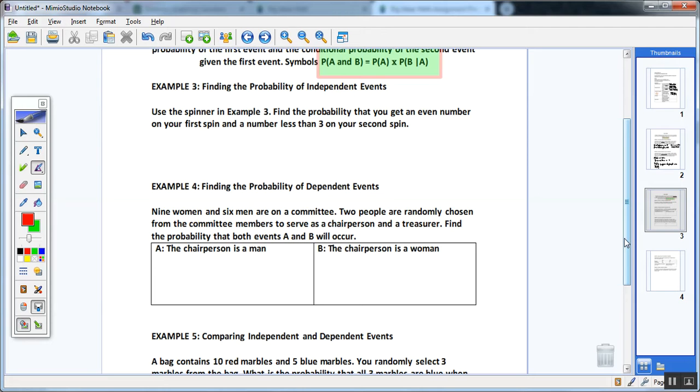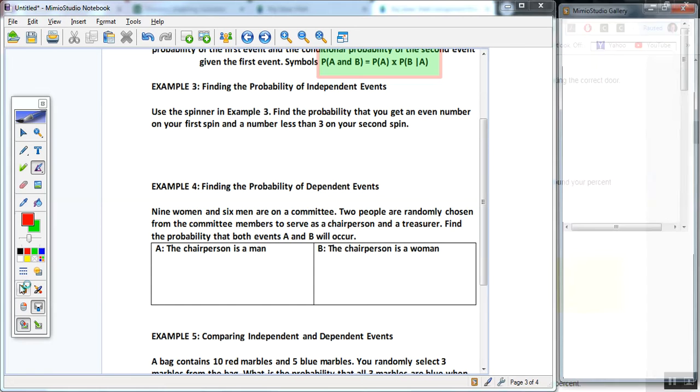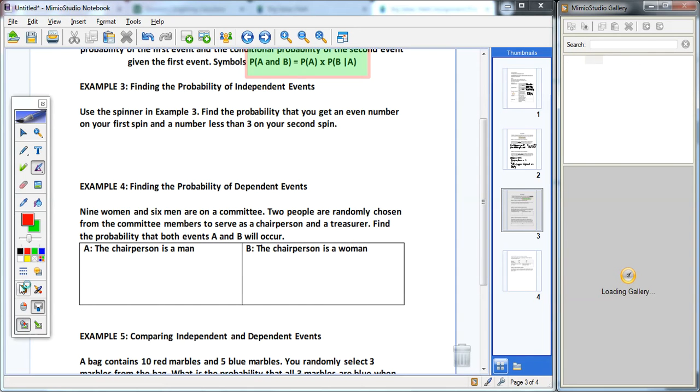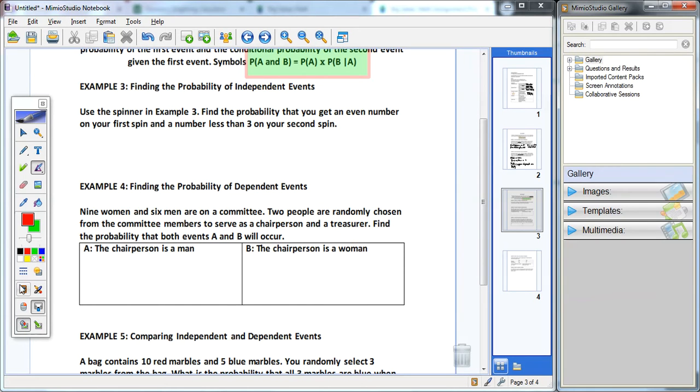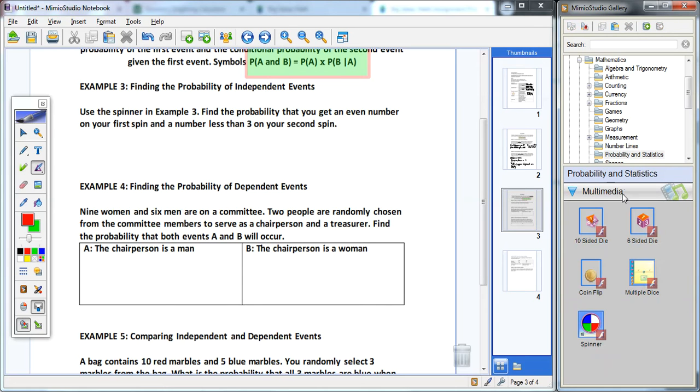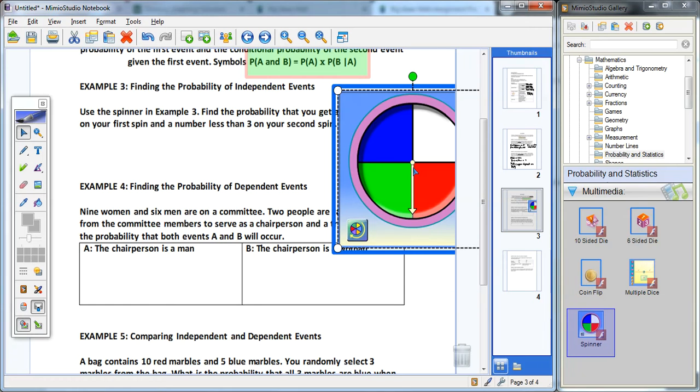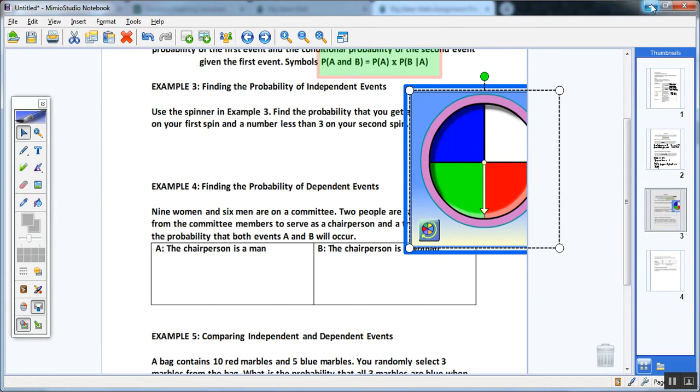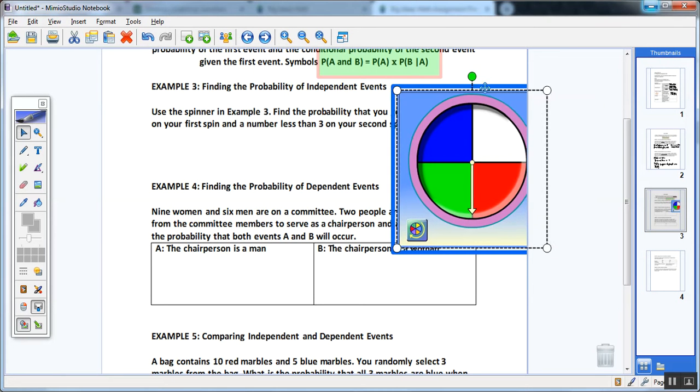Oh, I need to come up with a spinner. Let me look here. The spinner has, let me put a spinner up here. Hang on a second. Spin the spinner. I'm going to put some numbers to this. Gallery, mathematics, probability and statistics, multimedia, spinner, and we need to change some settings on this. Let me do that.